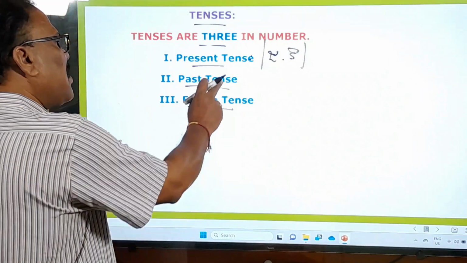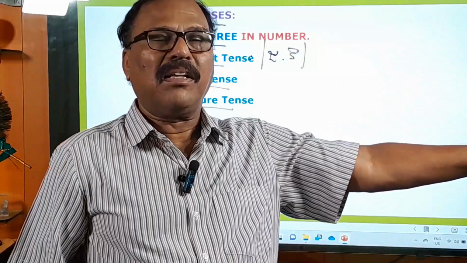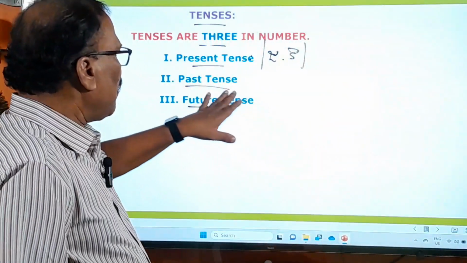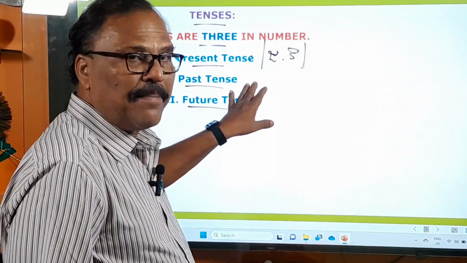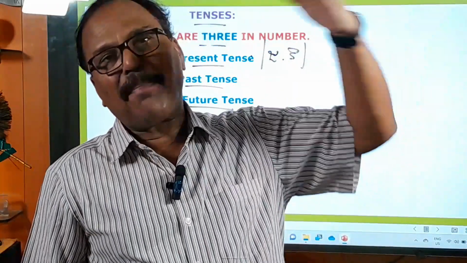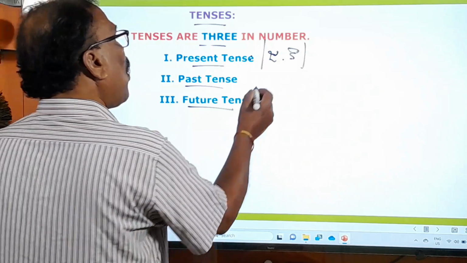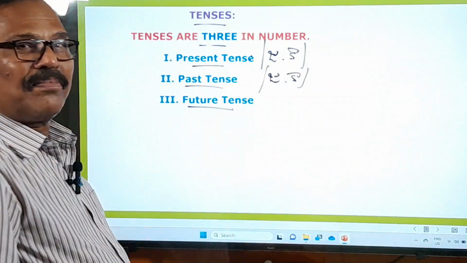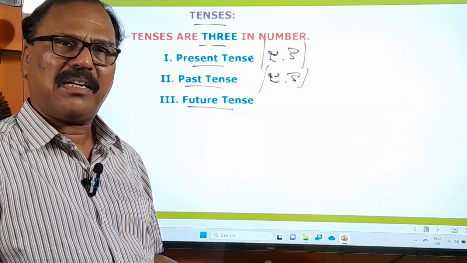And past tense means what? Past tense means all the actions that happened in the past time are said to be in the past tense. In other words, past tense indicates all the actions that happened in the past time, and therefore we can call it in Telugu Jarigipoyina Kalamu. Jaruguchunna Kalamu, Jarigipoyina Kalamu. You can easily understand that.